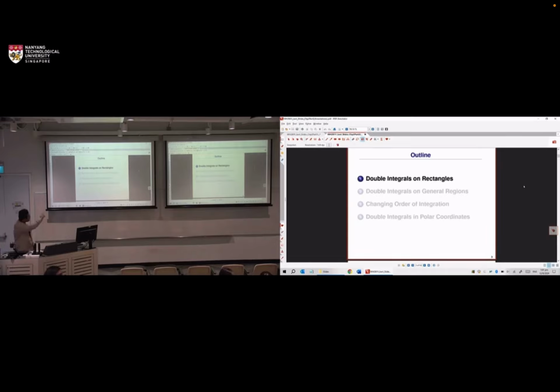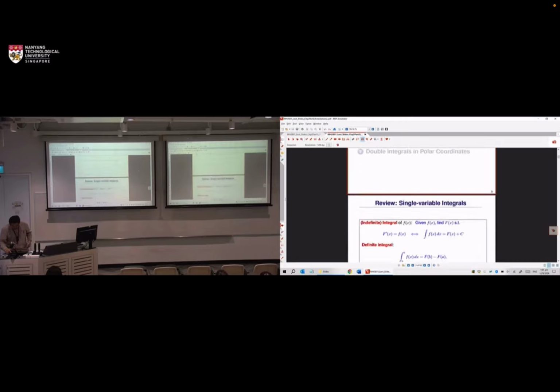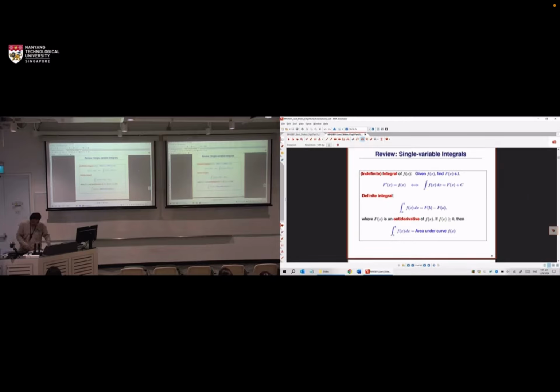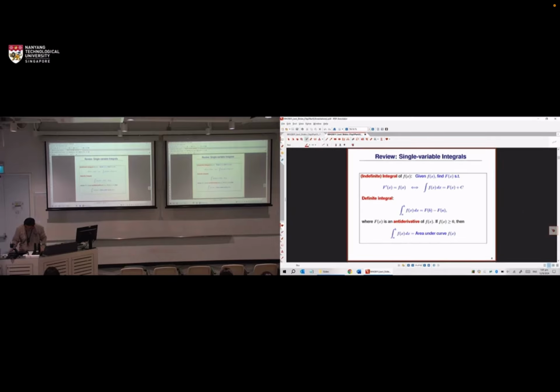Okay, we start off with something very interesting, very fun, and it's the simplest. Double integral on rectangles. This is the motivation. This slide is our single variable. I want to link from single variable to the double integral.